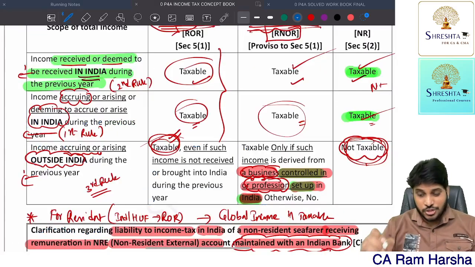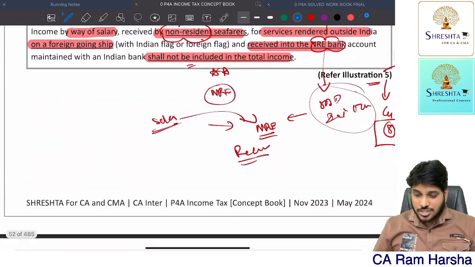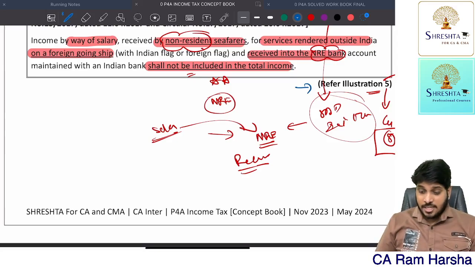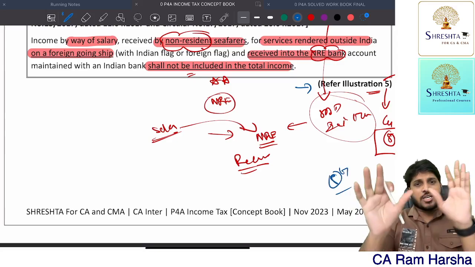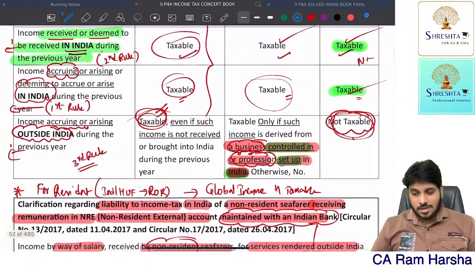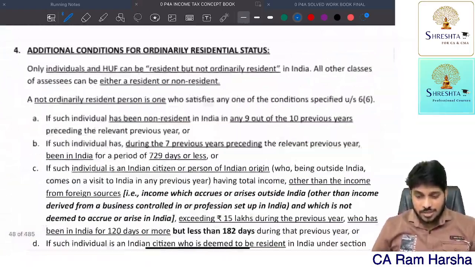Now I request you to solve the 5th illustration, which has only 4 or 5 adjustments, a small illustration. The 8th big one I solved. The 5th illustration, which is small and medium, you solve it. With this, part 2 of this chapter is completed.